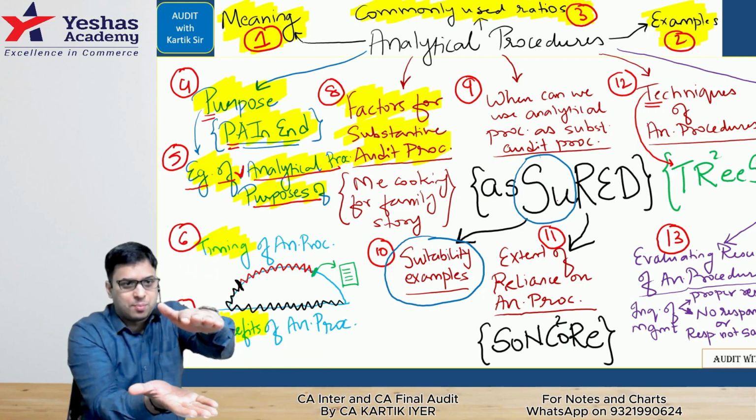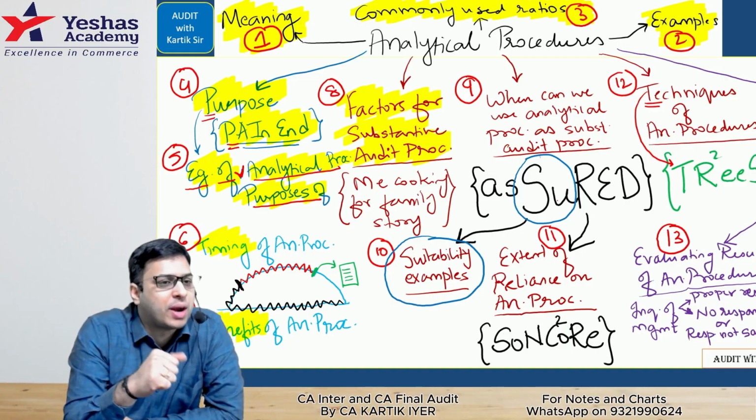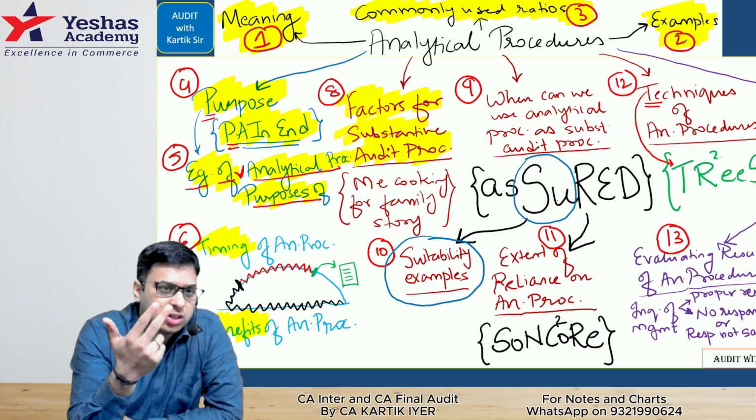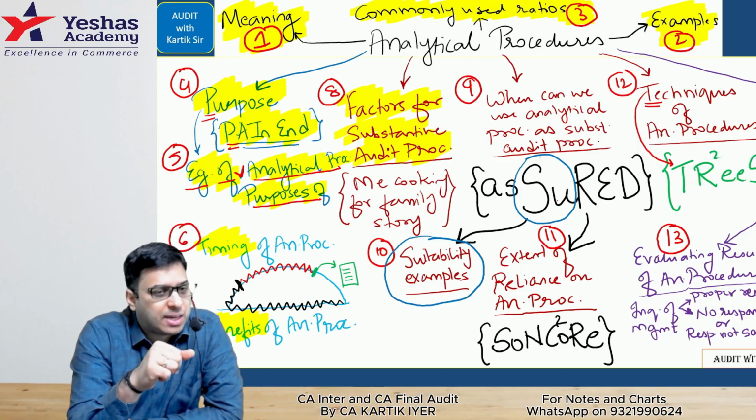Then you close the lid, the bhaji that you have made, take it to your family members, then ask them to predict. That is called predictability. Easy. So the points are data availability, disaggregation, source, inherent risk, account type, nature of assertion, and predictability.